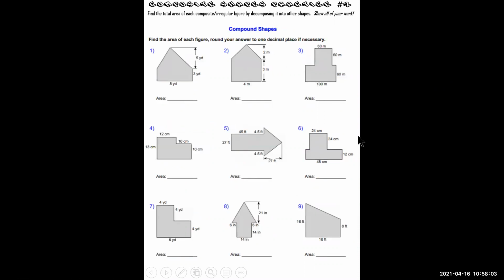All right, compound shapes, number two. Put in the chat which two of these you would like me to go over. I'm only going to go over two of these on this page. Put which two you want me to go over, and the ones I see people put the most, those are the two I'll do.